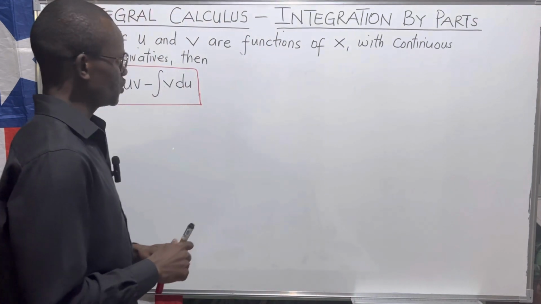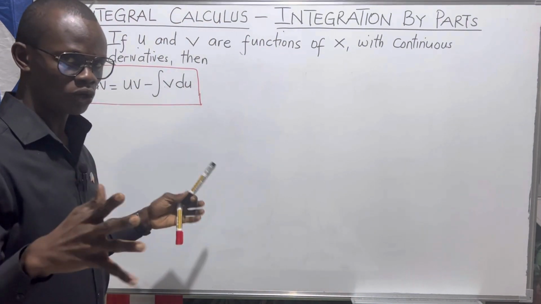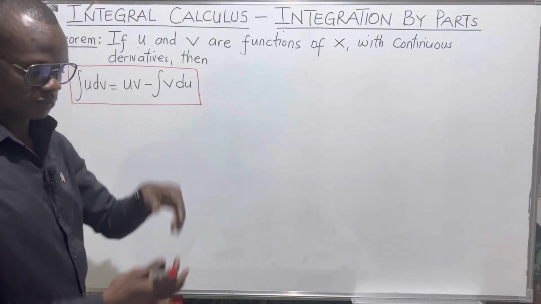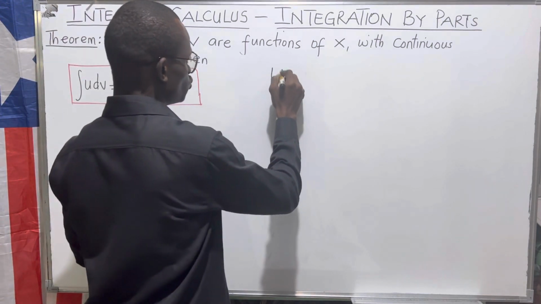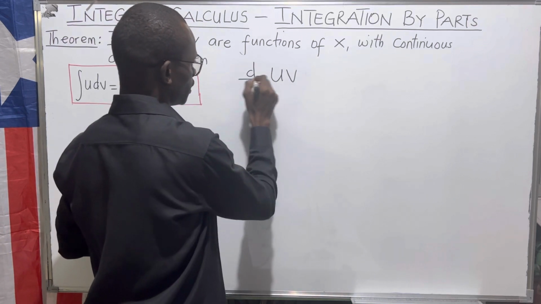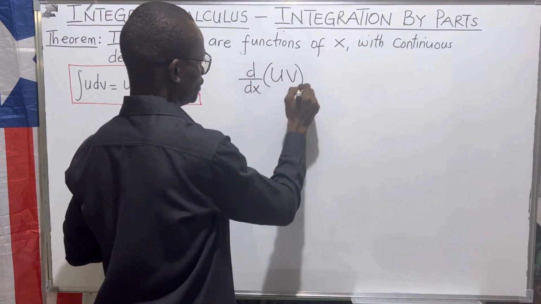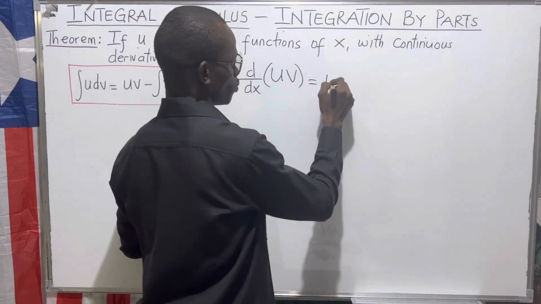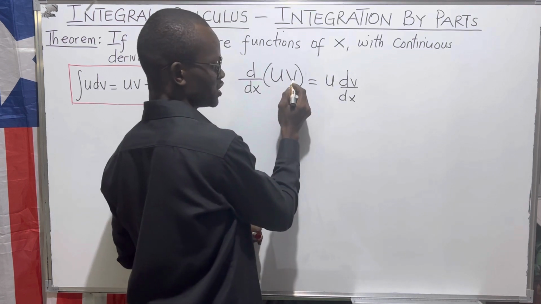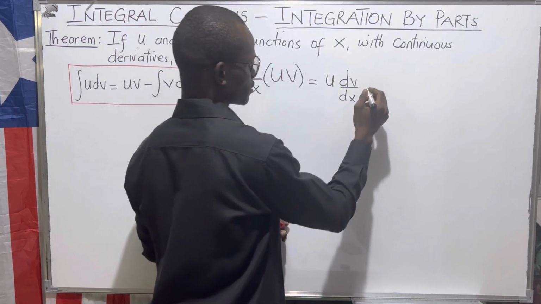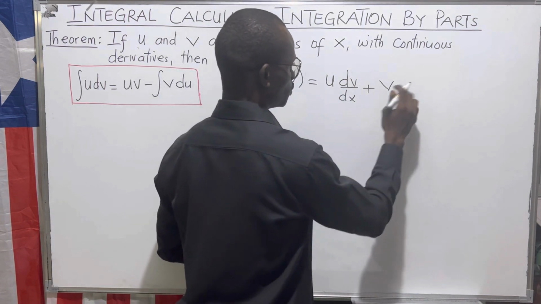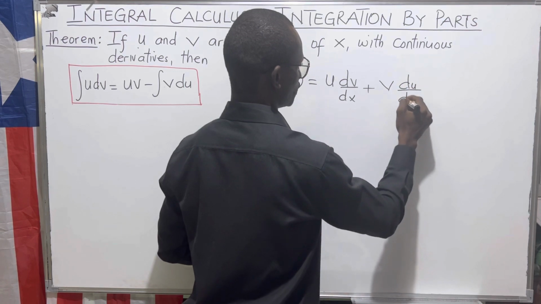So consider that we have two functions that are both in x with continuous derivatives. Say we have u and v. Now, if we take the derivative of uv, we're going to have u dv over dx, because we hold u and differentiate v, plus we hold v now and differentiate u, which is just du over dx.